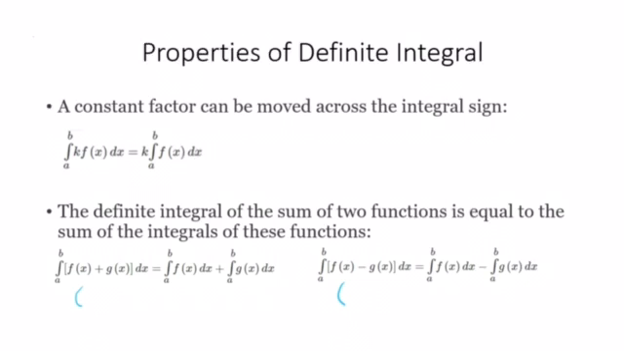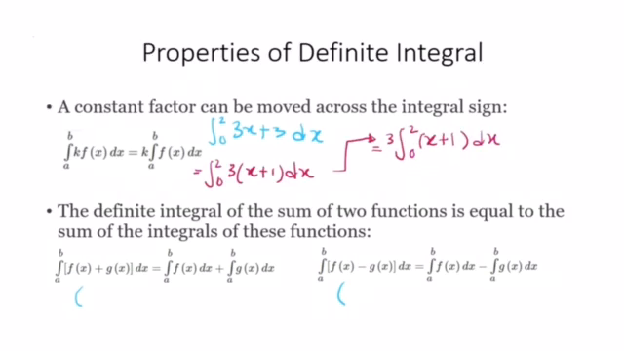First one is constant factor can be moved across the integral sign, which means the function we can factorize, we can move it to the front of the integral sign. Let's see this example. If we factorize it and we find the constant, 3 is the constant, we can move it in the front.